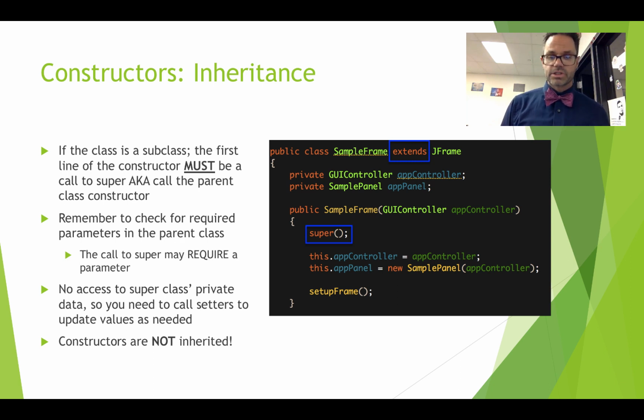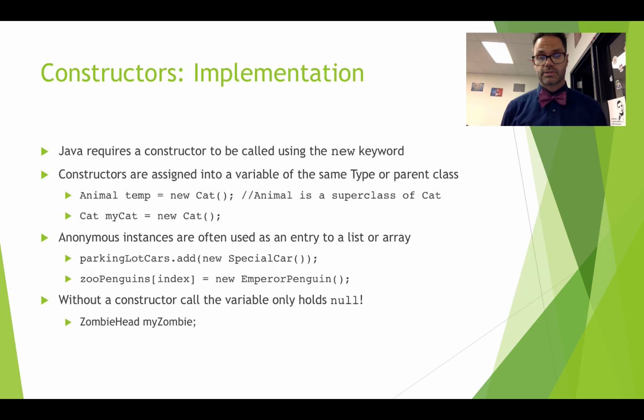Now, I'm explicitly saying it right here, we do not inherit constructors. Because we don't inherit constructors, we have to call them using the super call. And that's what we're doing right there inside that blue box at the top of the sample frame constructor. Because constructors are not inherited, I can't call the parent class constructor by name. I use super parens, and that's how I call the constructor of my parent class.